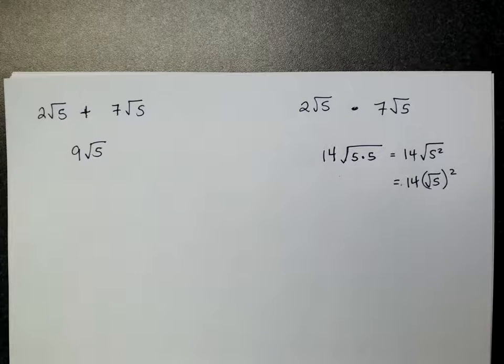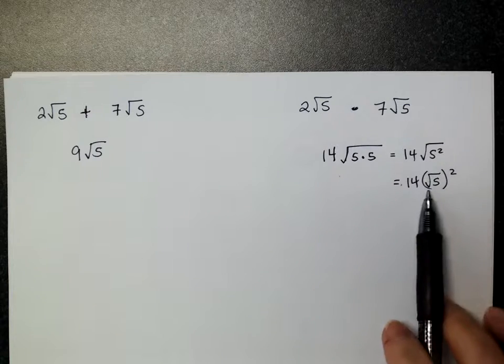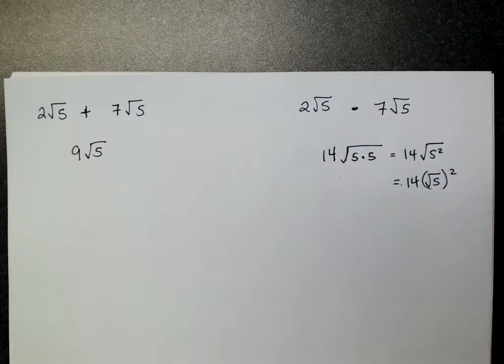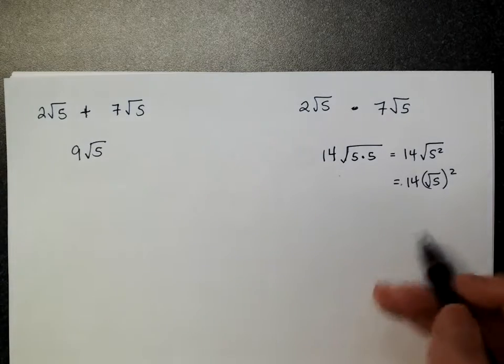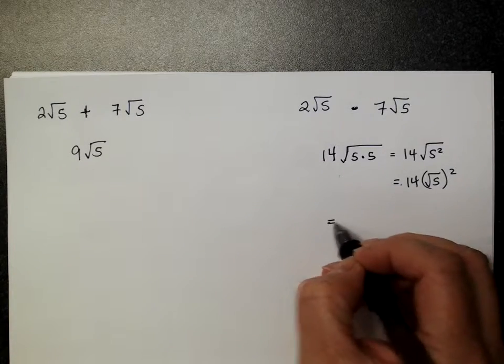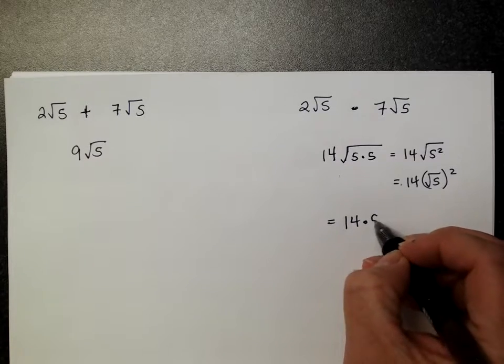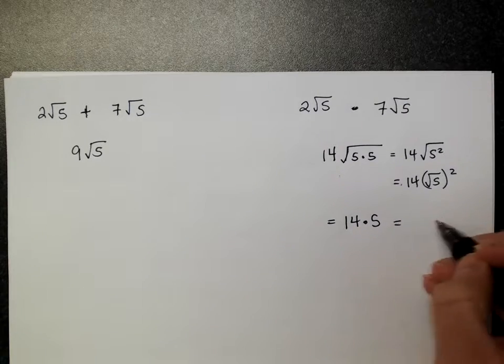And that obliterates the radical sign. Okay? Multiplying a radical times itself kills the radical sign. That allows you to root and release it. Okay? And so this equals 14 times what? Times 5, right? Which is 70.